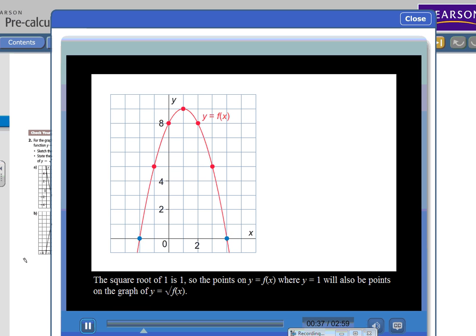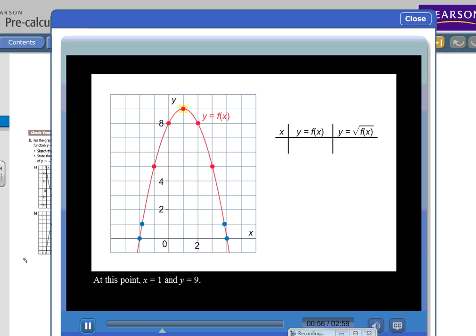The square root of 1 is 1, so the points on y equals f(x) where y equals 1 will also be points on the graph of y equals root f(x). So, I'll mark points on the graph where y equals 1. I need another point before I can draw the graph, so I'll look at the vertex. At this point, x equals 1 and y equals 9. The square root of 9 is 3, so the point (1, 3) lies on the graph of y equals root f(x). Now, I can join the points with a smooth curve to draw the graph.